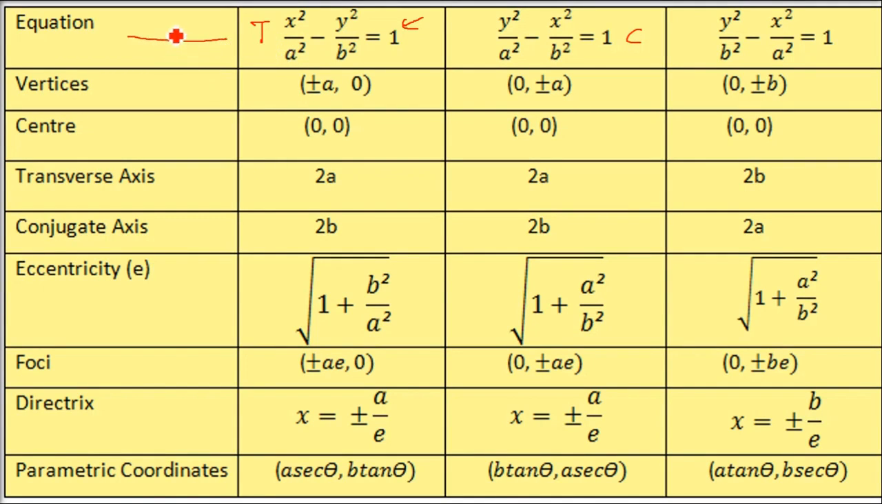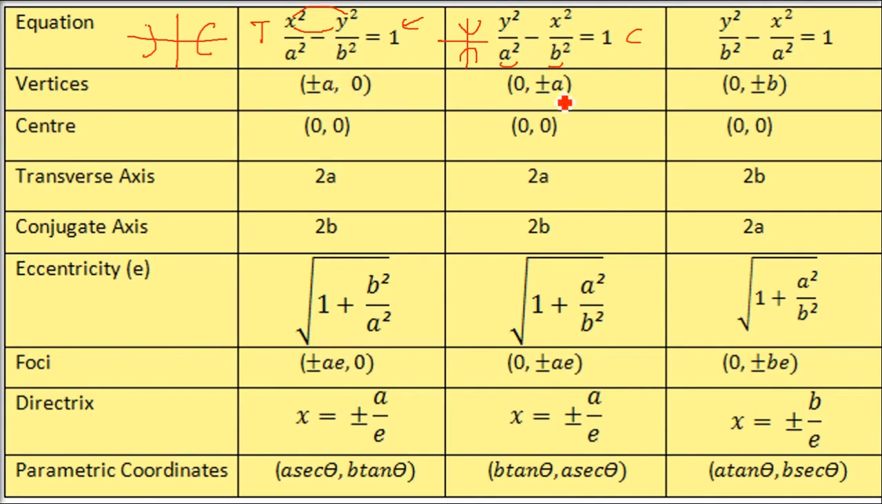Let me just draw it here for ease of understanding. This is a hyperbola, horizontal, and this will be a hyperbola on the vertical axis. So x square by a square minus y square by b square equals 1. Here what we have done is we kept a square and b square as they are. We never changed them, right? But x square and y square we have interchanged.